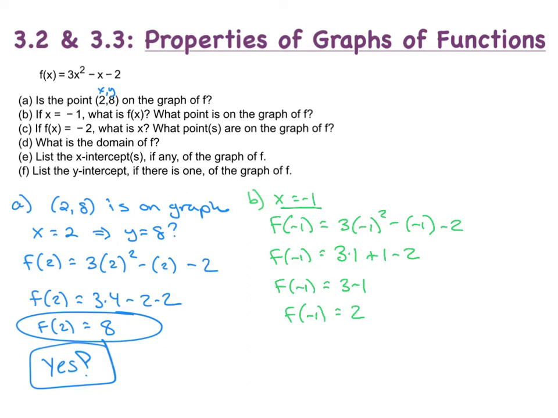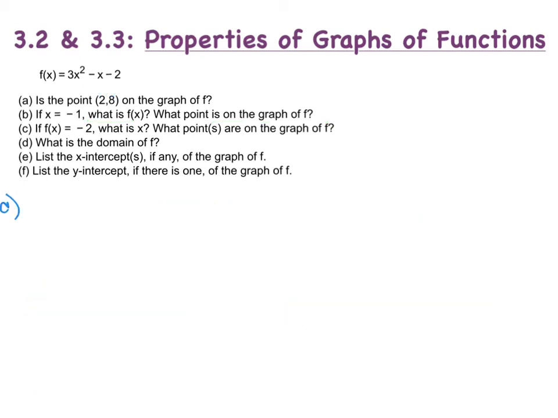So to answer the first question, what is f of x at x equals -1? F of x is 2 at x equals -1. And the point that is on the graph is the ordered pair where x is -1 and f of x, or y, is 2.